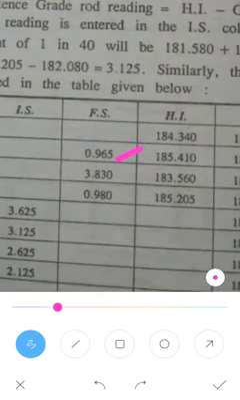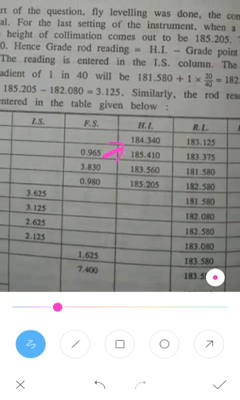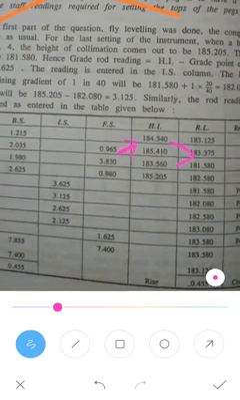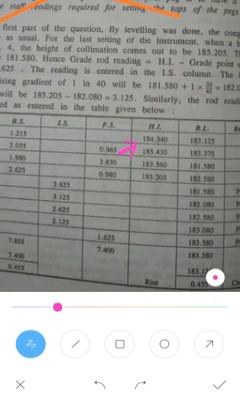See here, 184.340 minus 0.965 will give the RL of that point. That is 183.375. So you got this point.